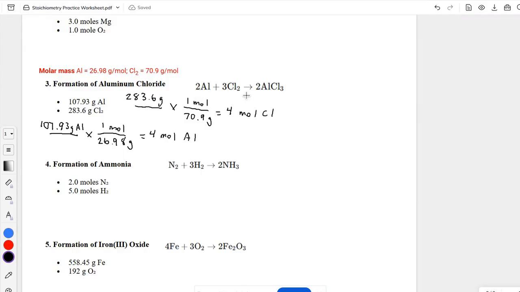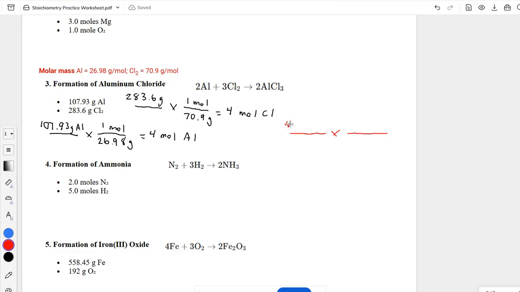Now, if you look at the mole ratio of 2 to 3, I'm just going to show you how to do it. Let me do it in red so we get another color going. All right, so I'm going to pick either one. They're both 4. I'm going to see how much chlorine we're going to need for 4 moles of aluminum. So it's line times line. It doesn't matter which one you pick, but I'm going to pick aluminum.